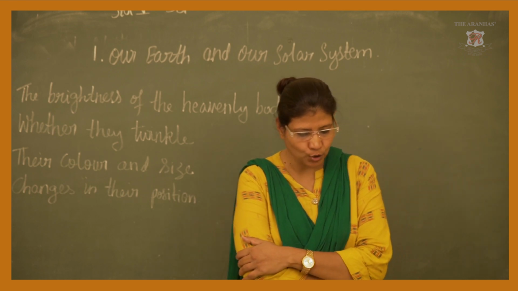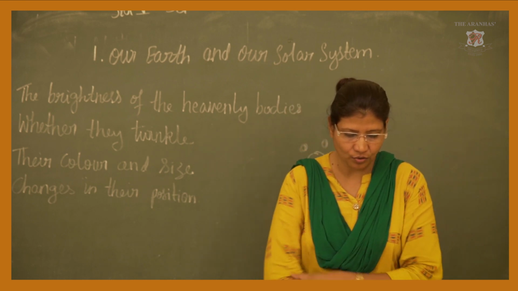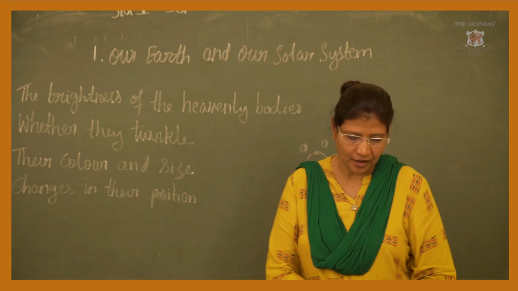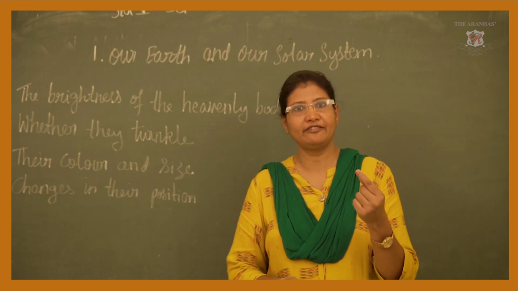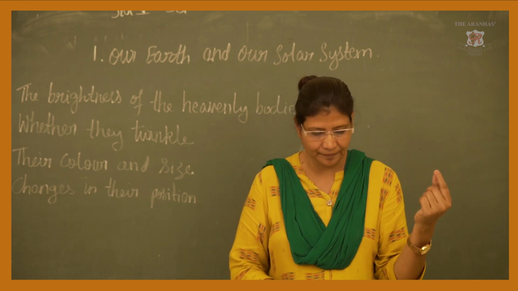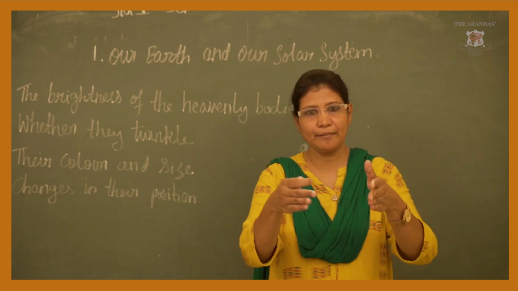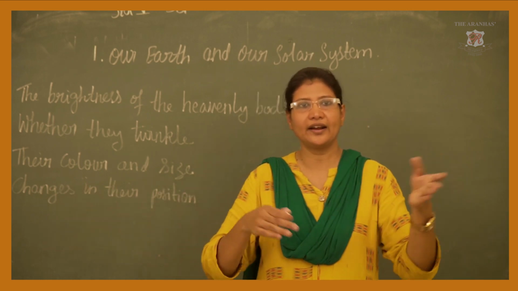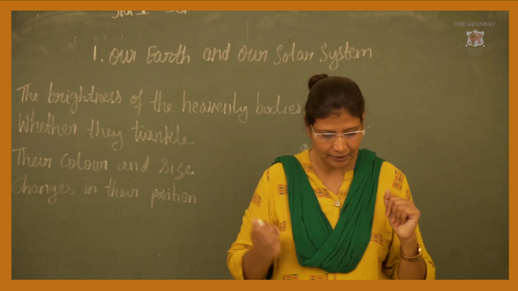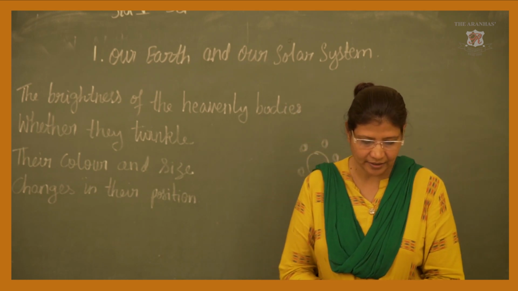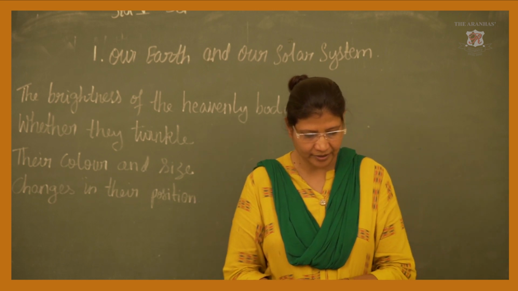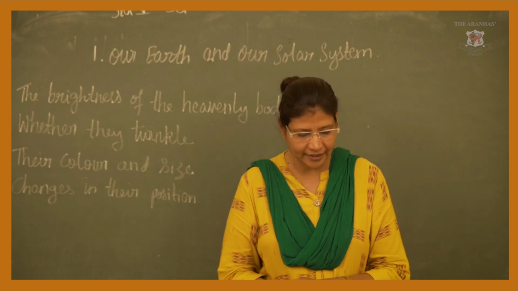Every planet in the solar system revolves around the sun along a specific path, which means it is revolving around itself plus around the sun, and in the same path. They are not going here and there, they are going in the same path. This path is known as that planet's orbit.